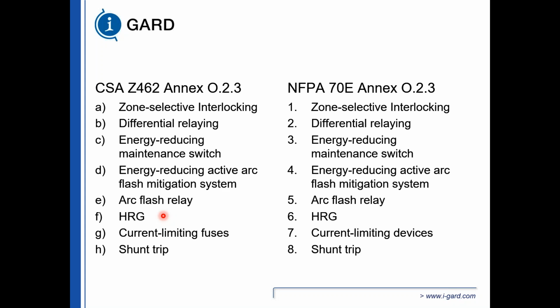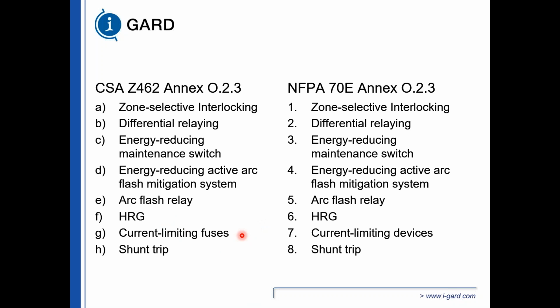When I mentioned this before, it was misunderstood. So trying to make it clear now, HRG by itself does not reduce incident energy. HRG with an arc flash relay, which we have in a smart HRG system, will reduce incident energy because we're detecting the flash and reducing the time that the fault is on the current.